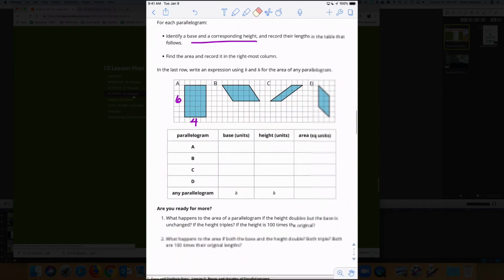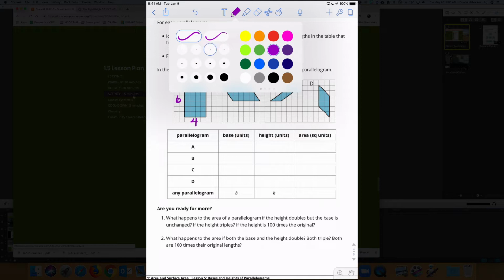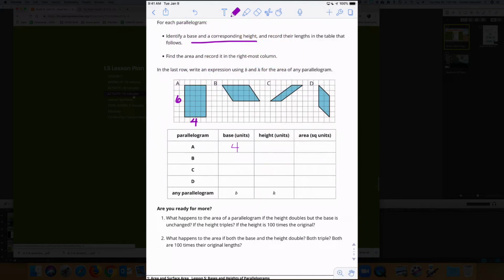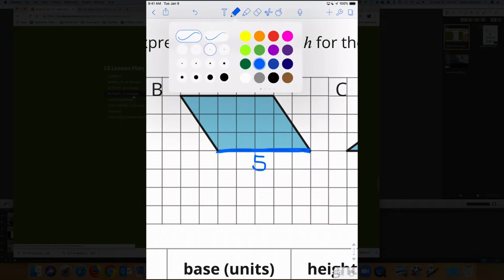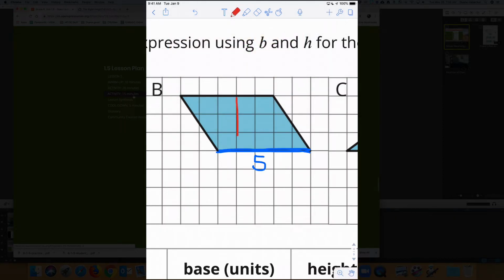We're going to record those two things. So our base is 4, our height is 6, and we can count that the area is 24 square units. So let's take a look at B. So B, the base is pretty straightforward. It's right here, and the base is 1, 2, 3, 4, 5. The base is definitely 5. Now what is the height? Well, we know we draw the height right here. And we know it's the height because as I slide it around, it's always perpendicular to the two bases. And I can see that the height is 3.